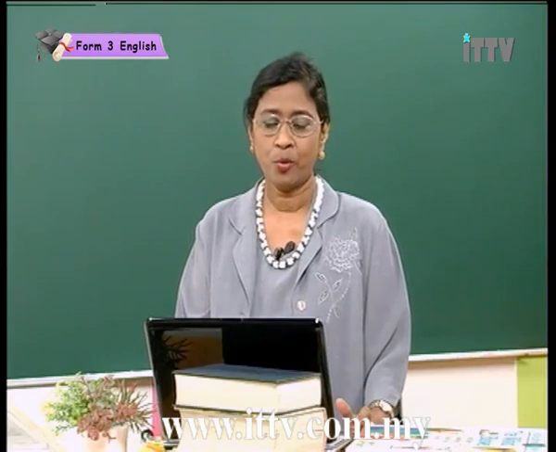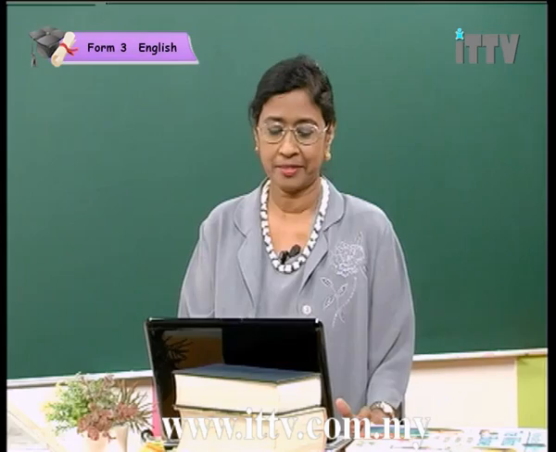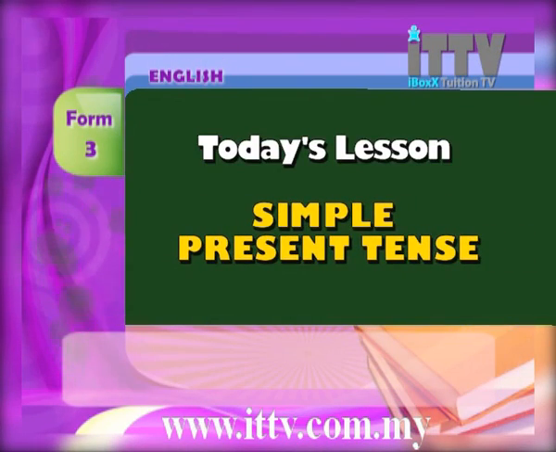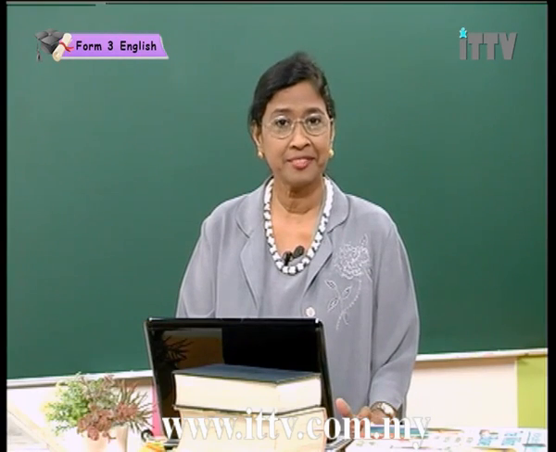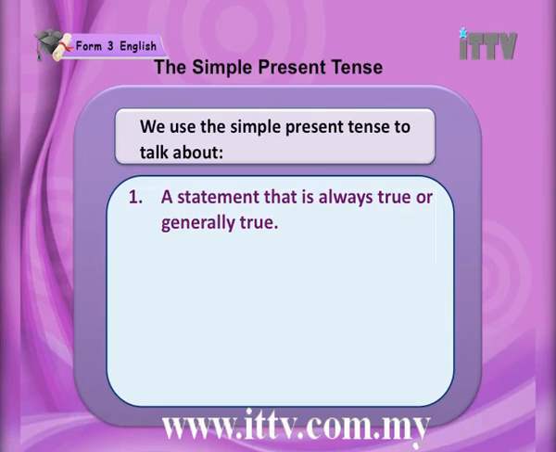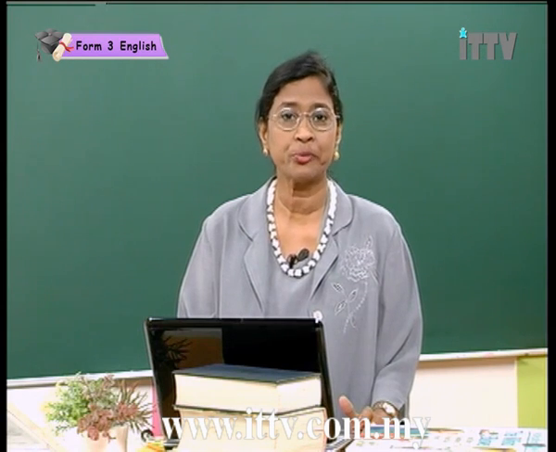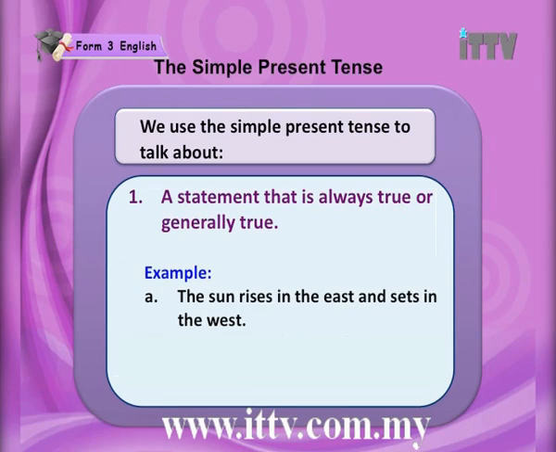And today we are doing simple present tense. Are you ready, students? Good. We use the simple present tense to talk about a statement that is always true or generally true. In other words, it's about universal truth. Example, the sun rises in the east and sets in the west. That's universally true.